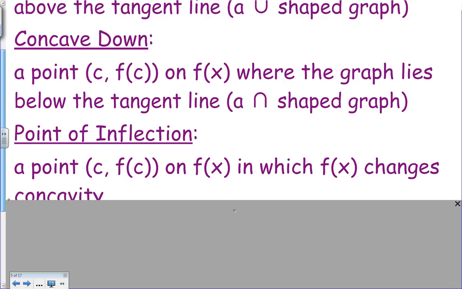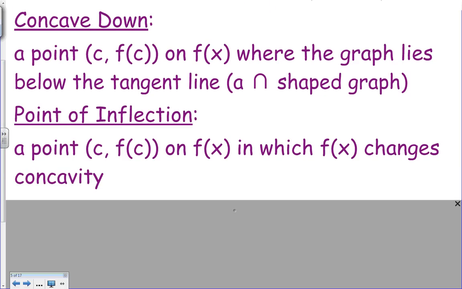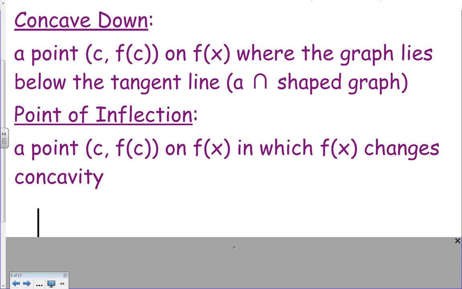And the next term for us is, once we know concavity, we can talk about where we have changes in concavity, and that's what a point of inflection is. A point of inflection is a point C, f of C, on f of x, in which f of x changes concavity. That's the key there. Your function actually has to change concavity. We'll look at the way that we actually go about calculating these points of inflection. But the key is that you have to actually show that your function changes concavity there. You go from concave up on one side to concave down on the other side, or vice versa. If your function doesn't do that, you don't have a point of inflection.